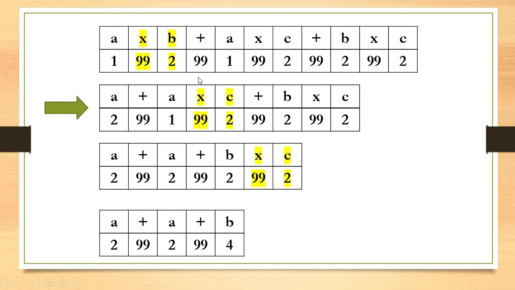We'll do the same thing for the rest of the operations. Here we found another multiplication operator. So we performed multiplication between 2 and 2, which is 4, and saved it to this index. You can see 4, and these indexes get vanished.